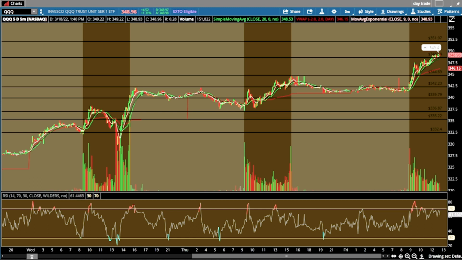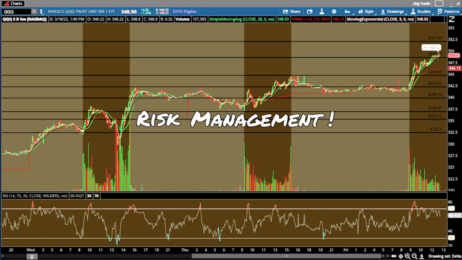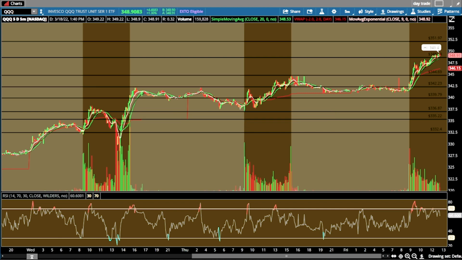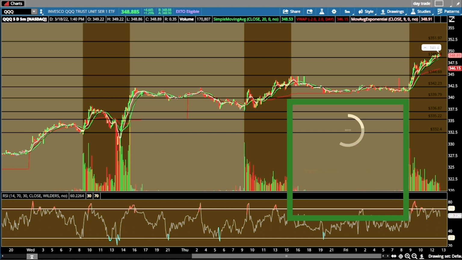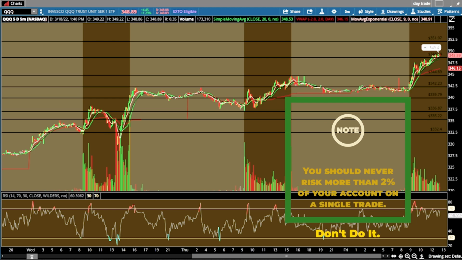If you have a solid trading plan, you can literally lose 50% of your trades and still be a profitable trader, okay? It's all about risk management. Now let's talk about risk management. I get a lot of DMs asking me about risk management, about day trading plans, about trading plans in general. You should never risk more than 2% of your account value in one trade. That's just a rule of thumb.